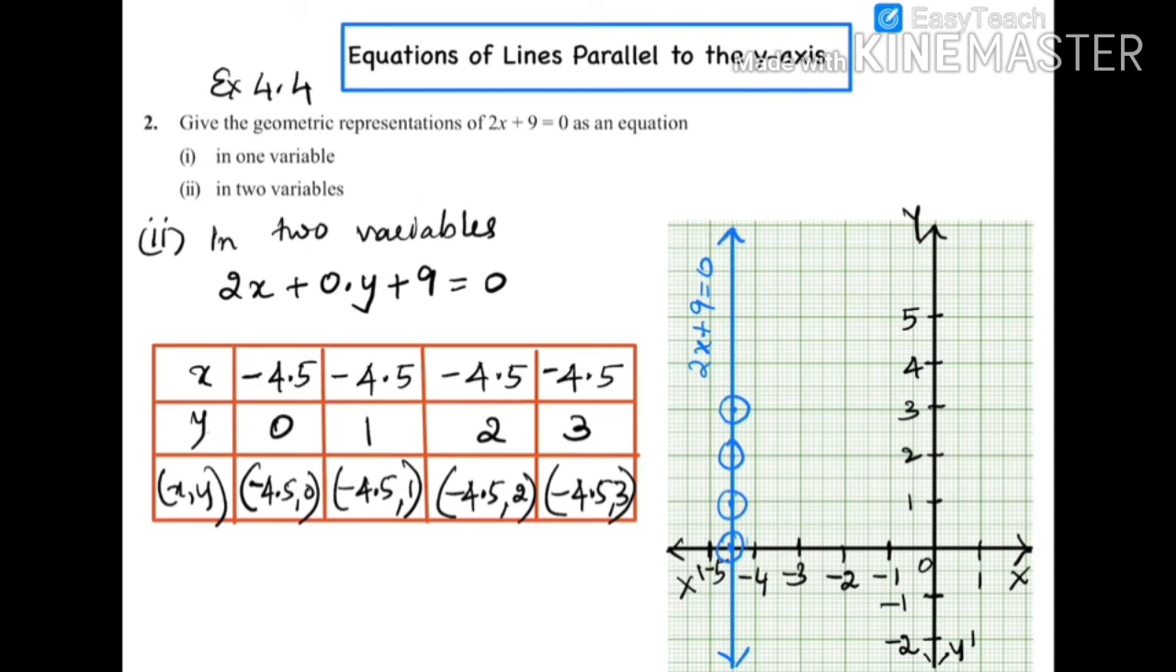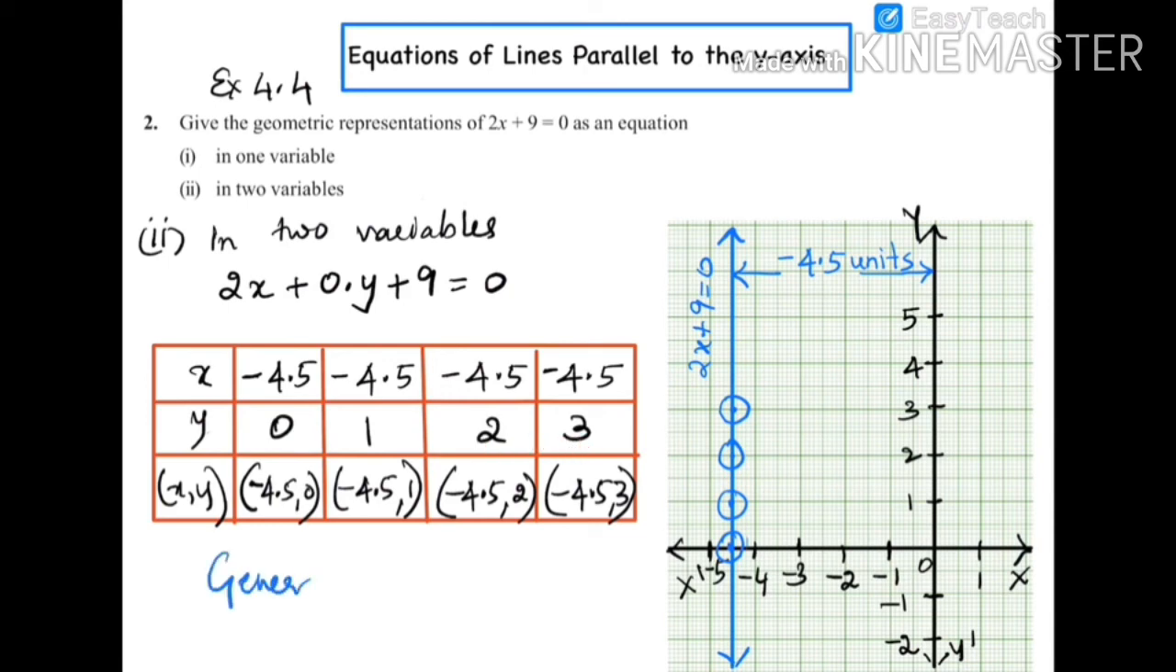Notice that the distance of this line from the y-axis is -4.5 units. Also, this equation has its y term 0 and is parallel to the y-axis. And all points on this line will satisfy this equation. Can you write a general form for these points that will lie on this line? Looking at the table of solution, you can see that x is constant for different values of y.